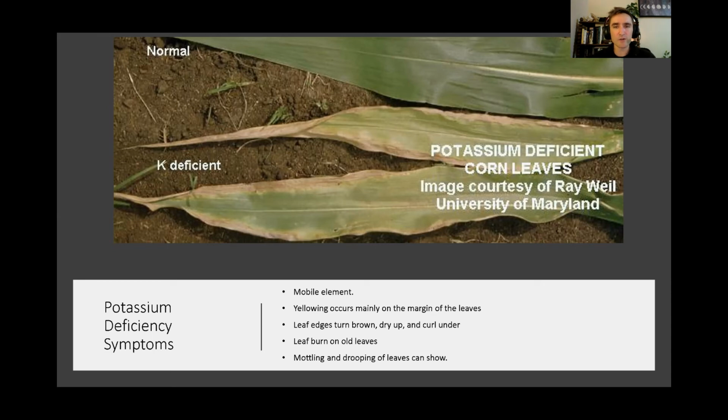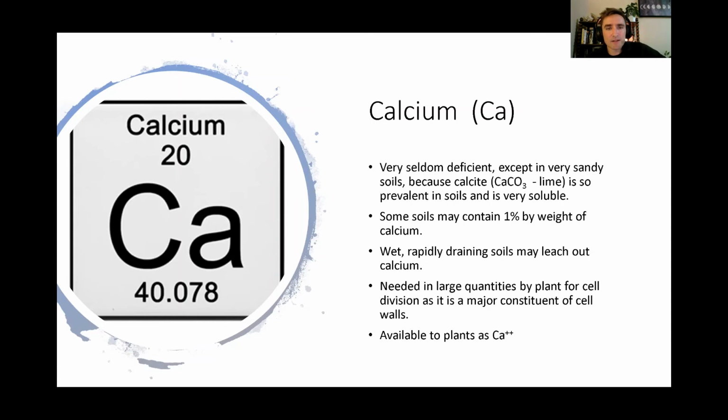The image here shows a corn leaf with a potassium deficiency. Notice the margins, the edges of that leaf, how they've turned brown. And in between the brown and the green, you can see a little layer of yellow. Next up, we'll discuss calcium.